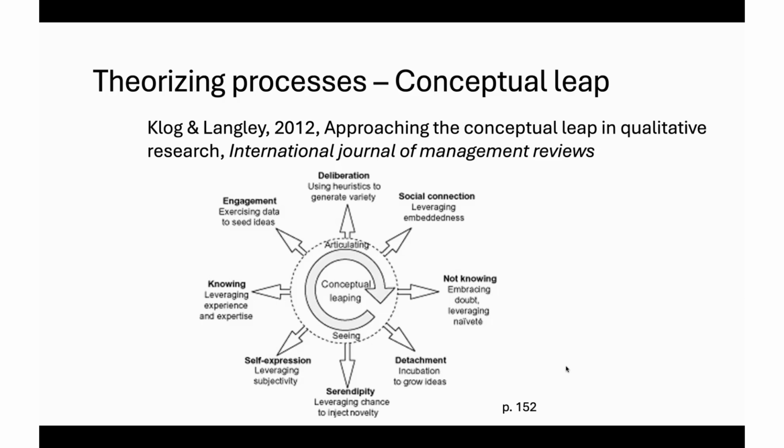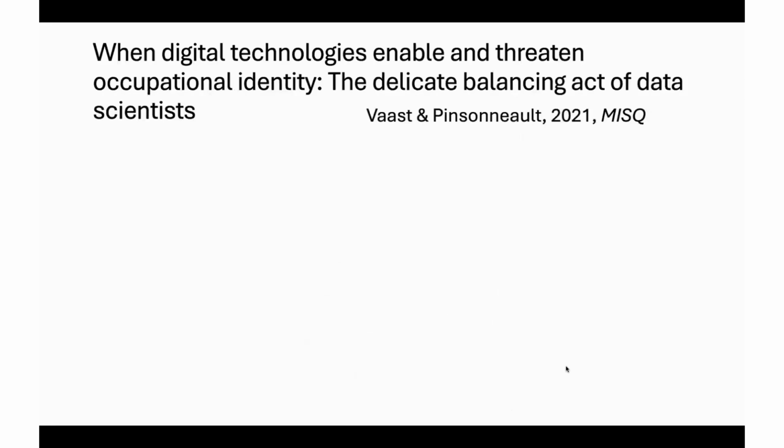So now we are getting to the third part of my presentation, where I'm going to show you some examples. Not ideal examples by any stretch. It's just examples I know fairly well because I worked on them for very, very long. An example of process theorizing, fairly traditional in some ways and innovative in another, traditional in the sense that it connects qualitative data to a process, is a paper that I wrote with Alain Pinsonneau on digital technology enabling and threatening occupational identity, with a case of data scientists.